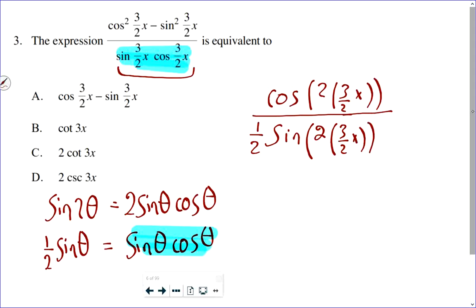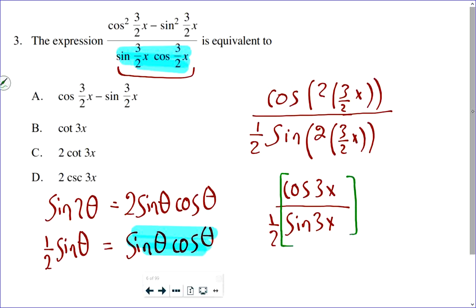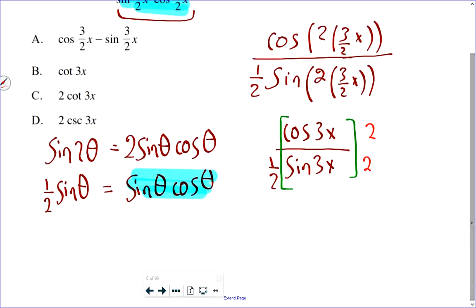And when we take 2 times 3/2 x, the 2's cancel. So we're left with 3x. What we have now is cosine of 3x over 1/2 sine of 3x. This is cotan of 3x. And by the way, this is also something that we would probably multiply top and bottom by 2 to get rid of that fraction of a half. So we really end up with 2 cos 3x over sine 3x, which is 2 cotan 3x. Is that okay? Okay. Other questions?